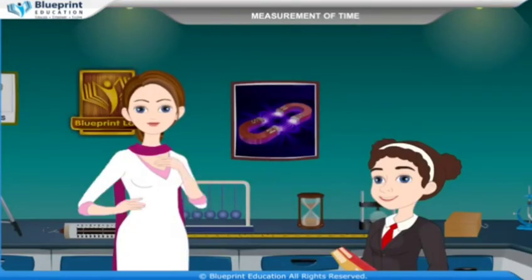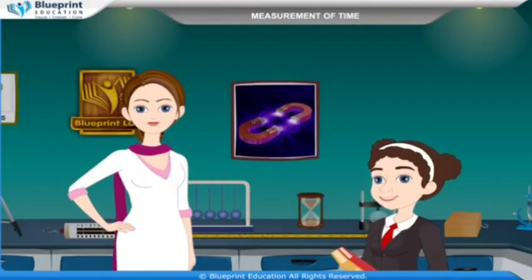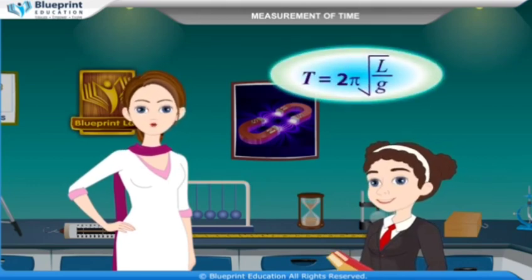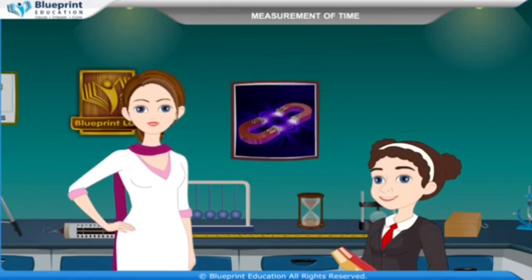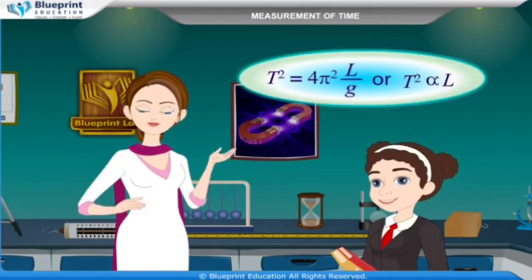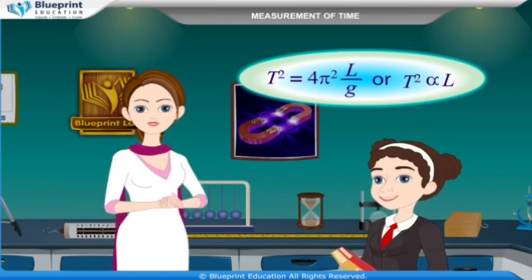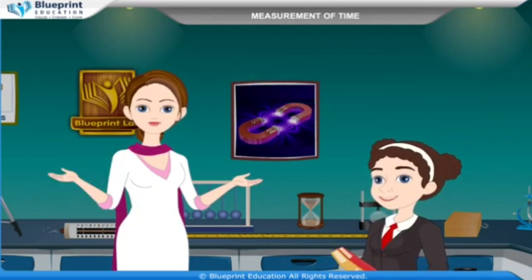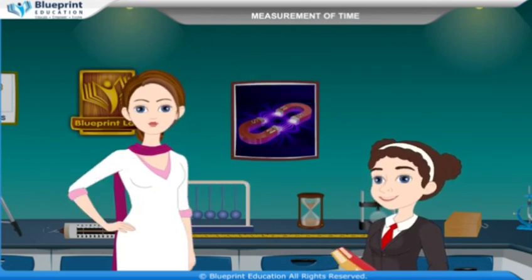The time period T of a simple pendulum of length L is given by T equals 2 pi under root L by g, where g is the acceleration due to gravity. On squaring both sides of this equation, we have T square equals 4 pi square L by g, or T square is directly proportional to L. Therefore, if we plot a graph between L and T square, it will be a straight line.